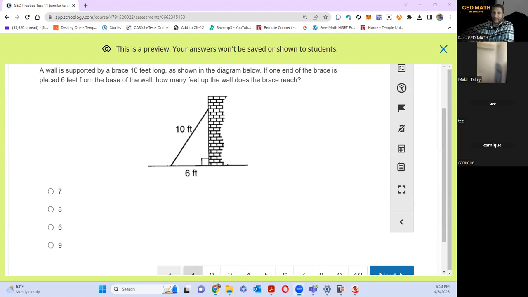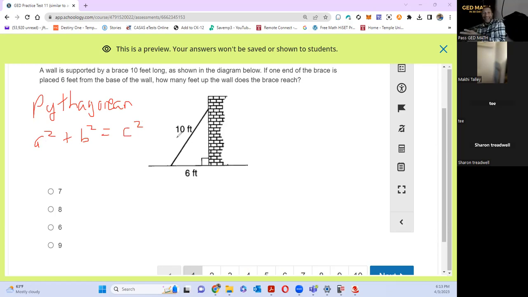That's the Pythagorean theorem. Yes, this is a Pythagorean theorem problem. What is the Pythagorean theorem? A squared plus B squared equals C squared. Now, when I look at this example, what's my A, my B, and my C?